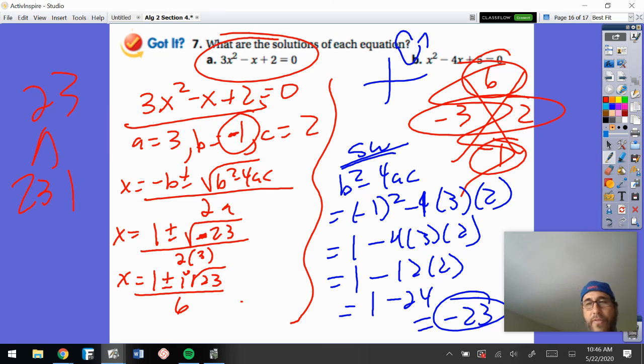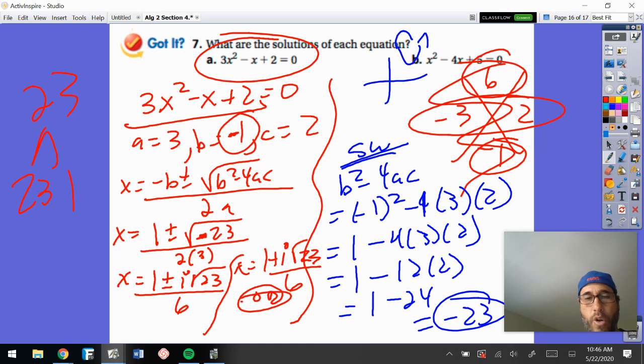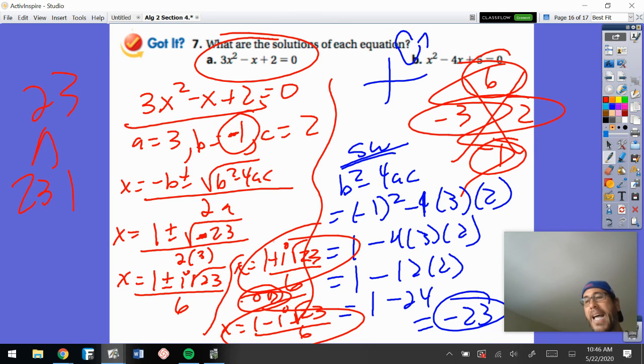So then we just have to write this as two answers. What are the two answers? The two answers are x equals 1 plus i square root 23 over 6. And that 6 can't break down anything. Or, remember, or is the important word, x equals 1 minus i square root of 23 all over 6. Done. So that's it.